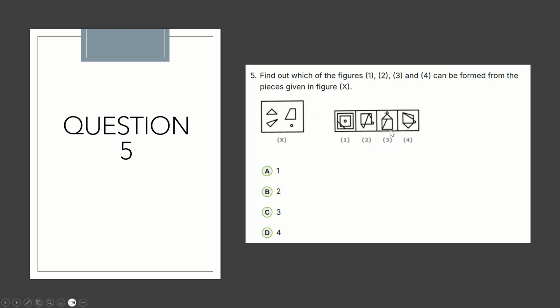And then in figure 3, we can have it as this piece. And then in figure 4, we could say it's this piece, but then we can see that this shape here is a right angled triangle, whereas this shape here is a triangle, but it's not right angled. So our answer will be option C.